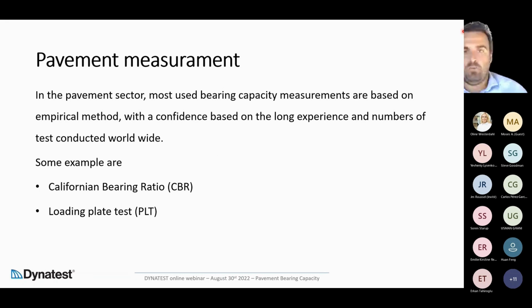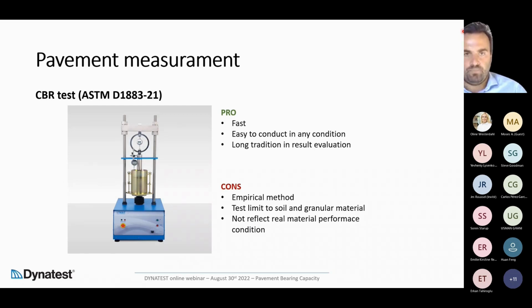Pavement measurements. So what do we measure and which equipment can we use? In the pavement sector, the most used bearing capacity measurements are based on empirical methods. Traditionally, we use the CBR to measure the bearing capacity of the natural soil in the lab and the loading plate test on site. But these two types of tests are really limited for pavement evaluation during the in-service life of the pavement. So we have the CBR.